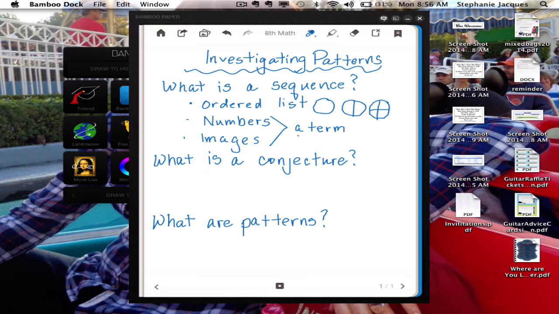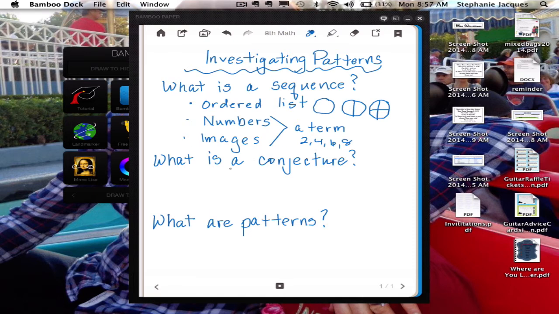You could do numbers too. Let's say you had 2, 4, 6, 8. That would be a sequence because it's an ordered list and it's full of numbers. And it looks like it's going up by 2s. When you look at these patterns, immediately your mind starts to go, okay, what's going on here? What's changing in each one? And when you do that, you make a conjecture.